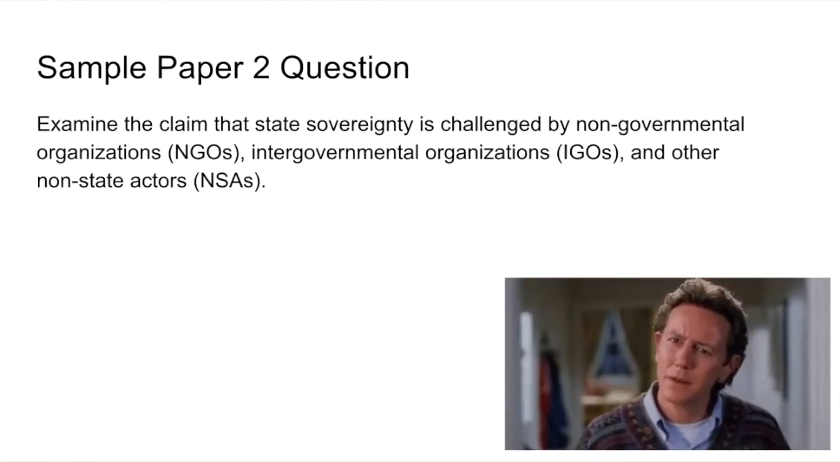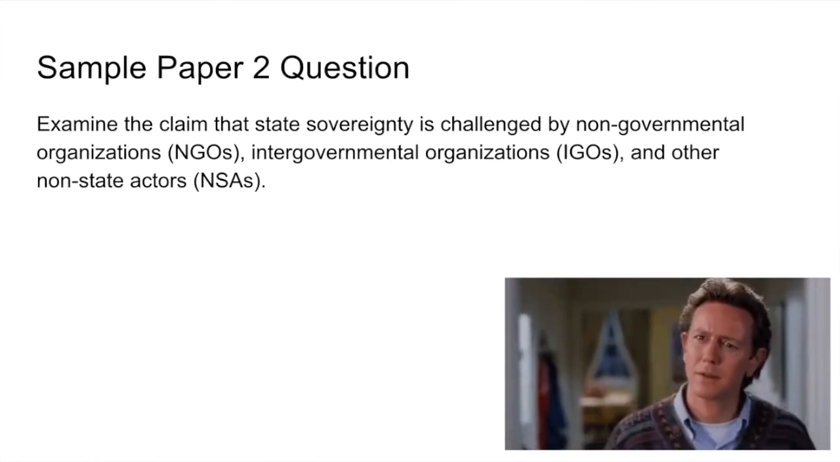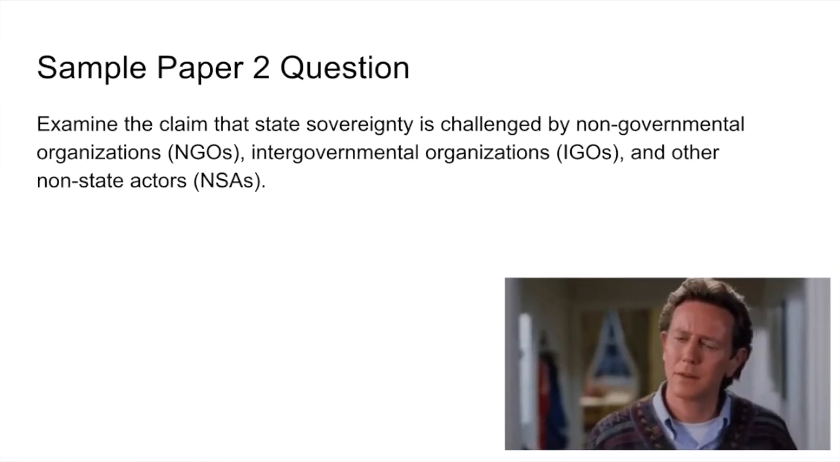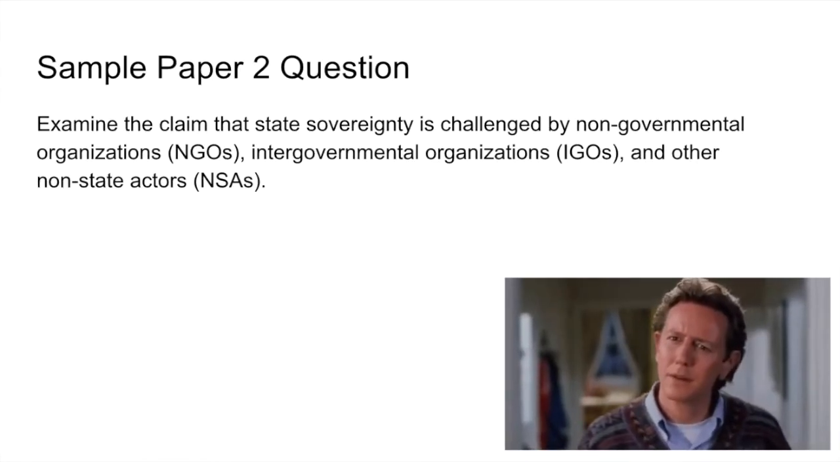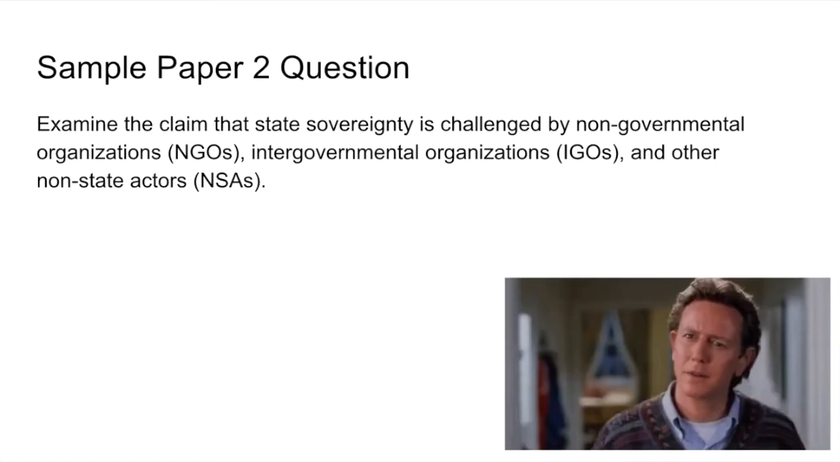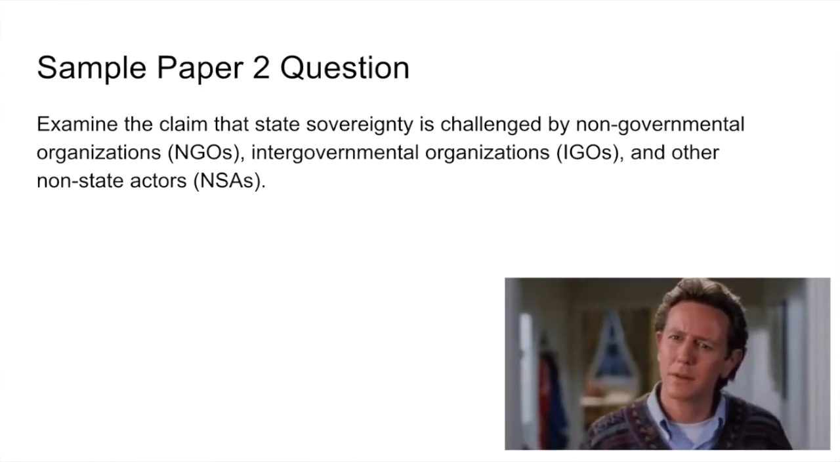Here's a sample paper 2 question that I got from an actual IB exam. Examine the claim that state sovereignty is challenged by non-governmental organizations, intergovernmental organizations, and other non-state actors. If you see this on an exam and you have like 60 minutes and the timer's already started, you might start panicking, right? What do they want me to do? I have no idea. There's too many things.